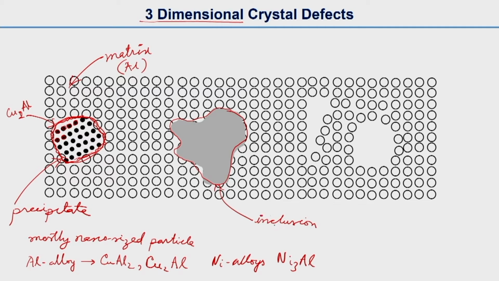Inclusions are mostly non-metallic: oxides, carbides, and sulfides. These inclusions are very different from the precipitates, and we also have some other defects. So this one is a micro crack. There is some vacant space here. So this is a micro crack, a very small crack.